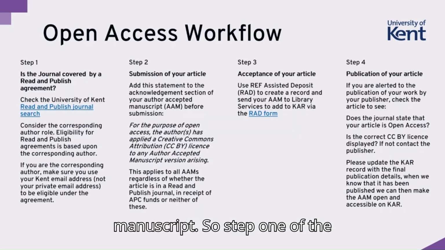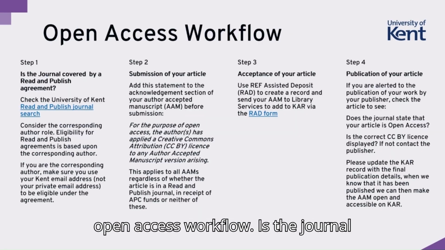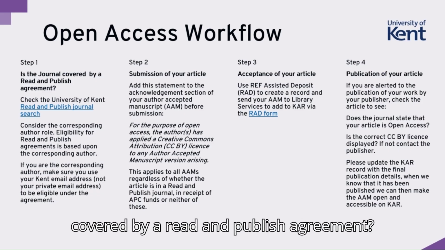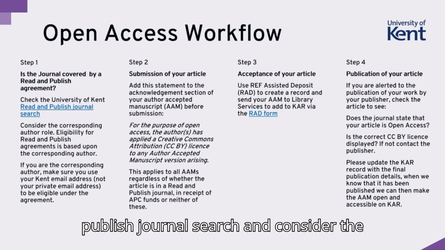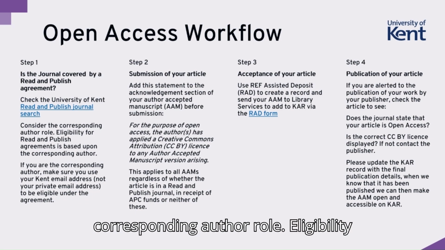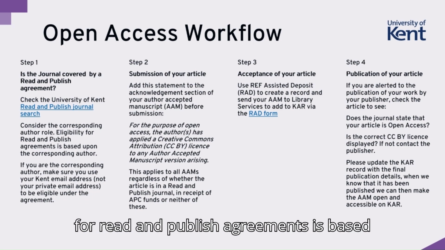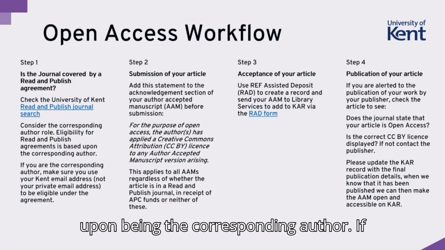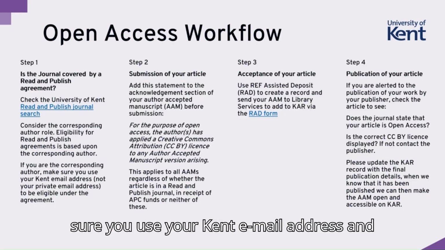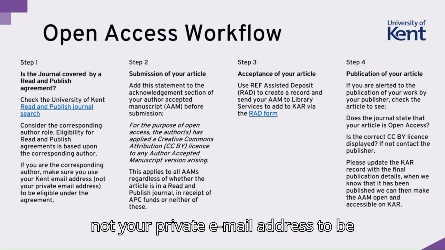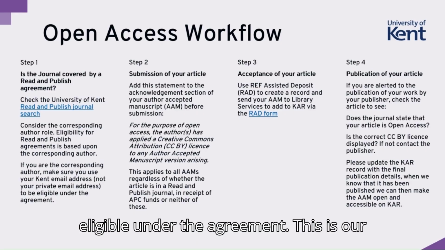So step 1 of the open access workflow: is the journal covered by a read and publish agreement? Check the University of Kent Read and Publish Journal search and consider the corresponding author role. Eligibility for read and publish agreements is based upon being the corresponding author. If you are the corresponding author, make sure you use your Kent email address and not your private email address to be eligible under the agreement.